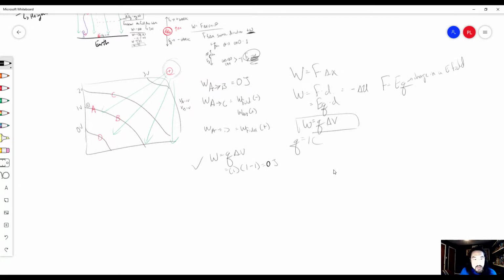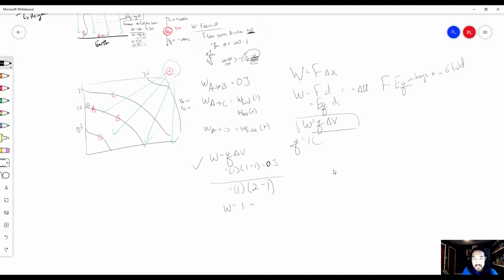Now let's go from A to C. Let's quickly remind ourselves the work done by the field is negative, and therefore there must be external work that was done. So W is equal to Q delta V. Our Q was 1, and we go from A to C. C has a voltage of 2, minus 1. 2 minus 1 is 1, 1 times 1 is 1. So the work done was positive 1.